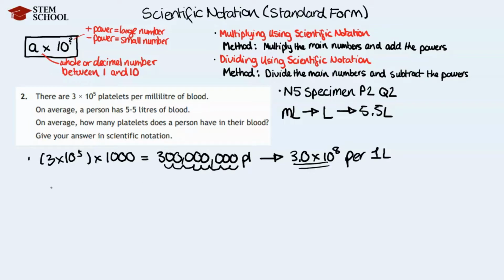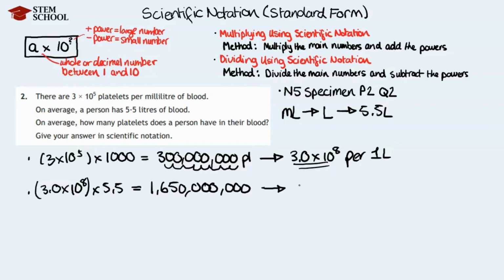Now let's figure out how many are in 5.5 litres. All we have to do is times 3.0 times 10 to the power of 8 by 5.5. And when you put that into the calculator, you'll get a big number. What you'll get is 1,650,000,000, okay? Now this isn't the final answer because we need to put it into scientific form, okay?